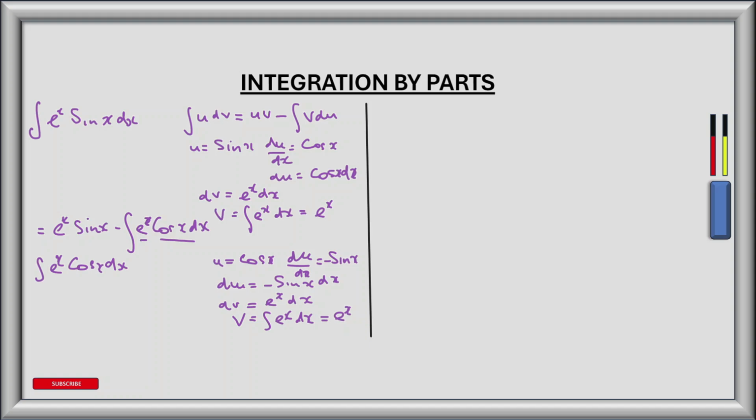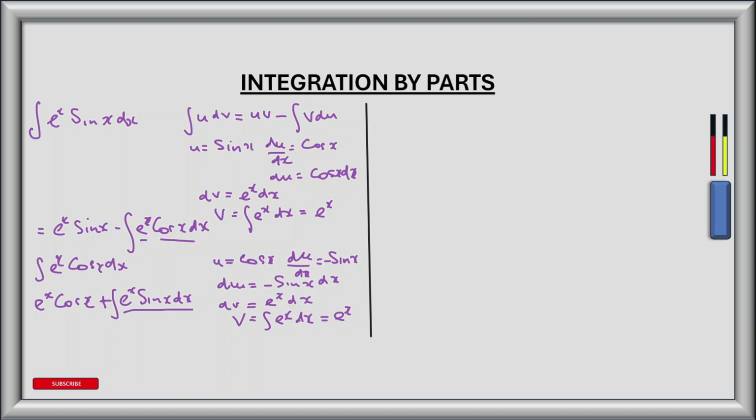So if we now put this all together, u times v is e to the power of x times cos x minus the integral of v du. So v is e to the x, du is minus sine x dx. That's minus minus, so we'll make this a plus, the integral of e to the x sine x dx. So now this integral looks very much like the one we started with.